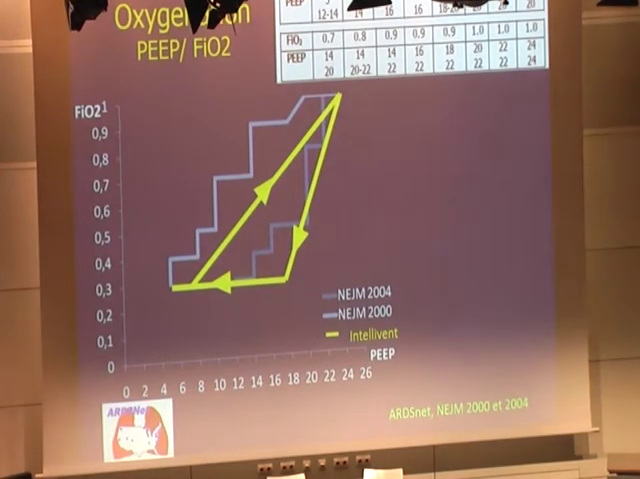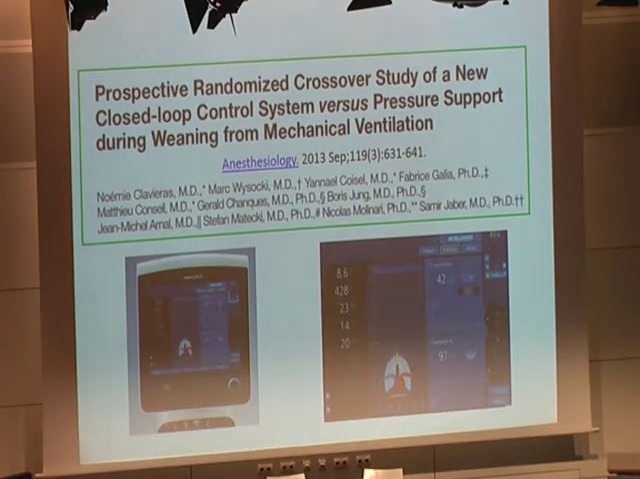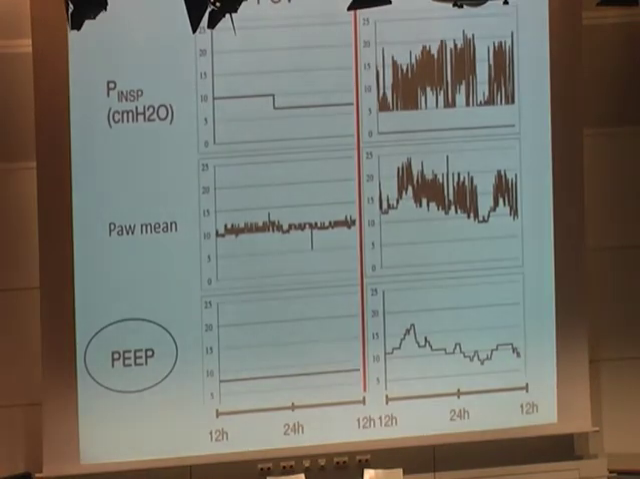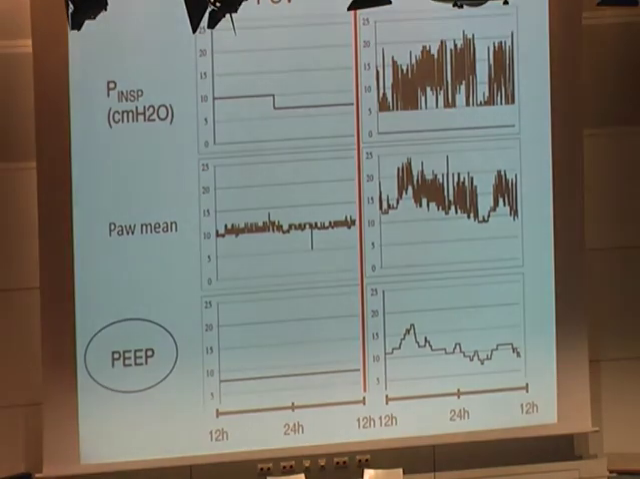This comes from a mix of the two PEEP-FiO2 oxygenation tables from the two studies of the ARMA study. And then an example of one study performed by our group. This study compared the classical mode, which was pressure support ventilation, with the IntelliVent-ASV mode. As you can see, we performed a crossover study. That means each patient is his own control.